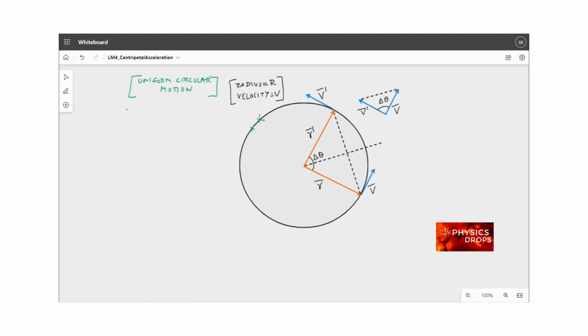This acceleration is called centripetal acceleration, which is denoted by a sub c. Let's find the magnitude and direction of this acceleration here.